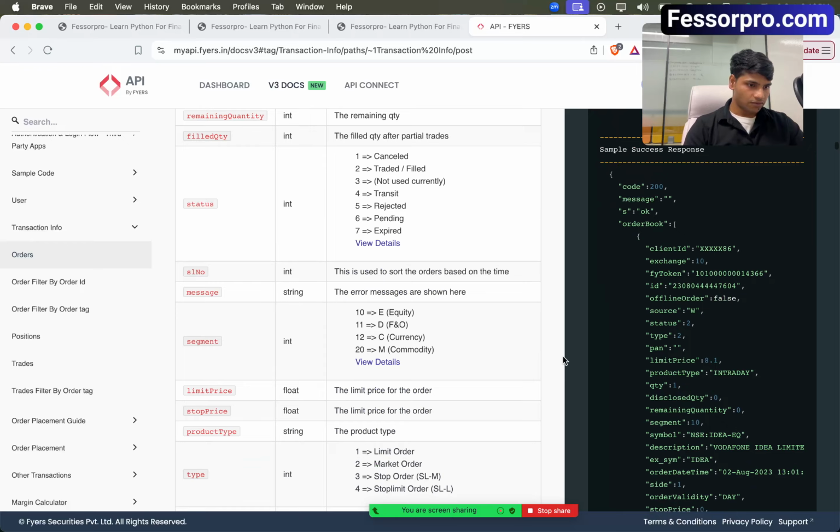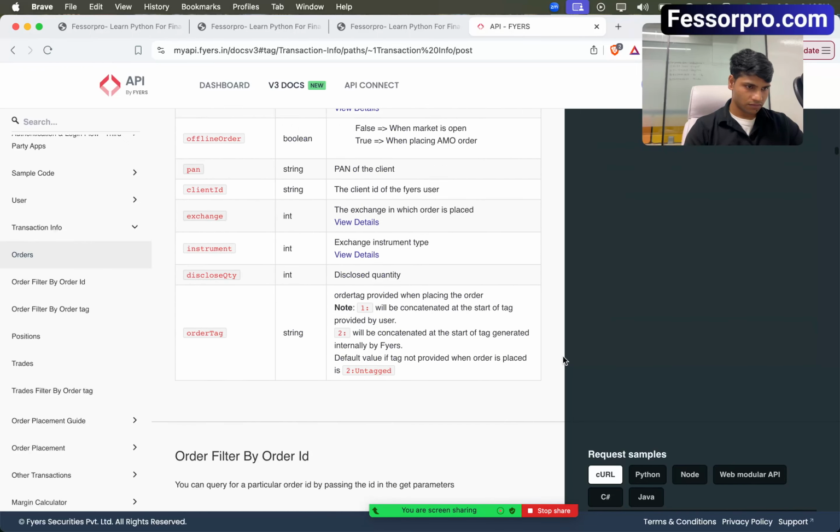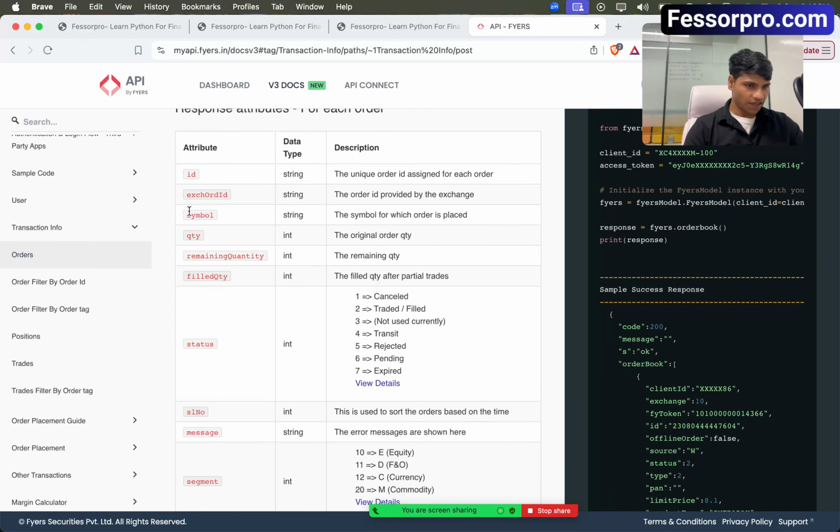Okay. Now, there are a few things that you need to know in this. We have symbol, we have quantity, how much quantity you have bought, and remaining quantity. Now, let's say you have placed an order. The order is not filled completely. Okay, you have placed 100 quantity, only 50 quantity is filled. So you'll see the remaining quantity also. Then we have filled quantity, how much quantity is filled. So let's say 50 got filled, 50 is unfilled. So here you'll see 50, here you'll see the other 50.